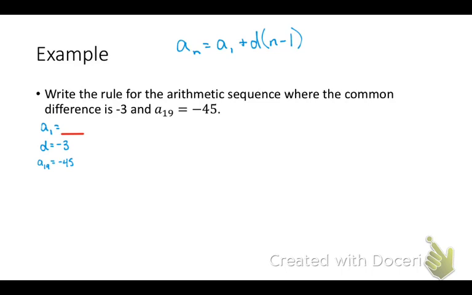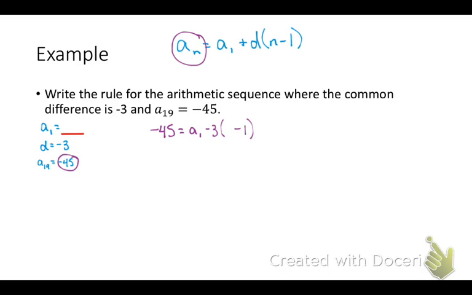But I do have the formula. I have the formula where I can solve for the first term. So what I'm going to do is take the value that I have right here and replace it with a sub n. So I'm going to have negative 45 equals, I do not know what a sub 1 is. We'll figure that out. I do know what d is, so it's negative 3.